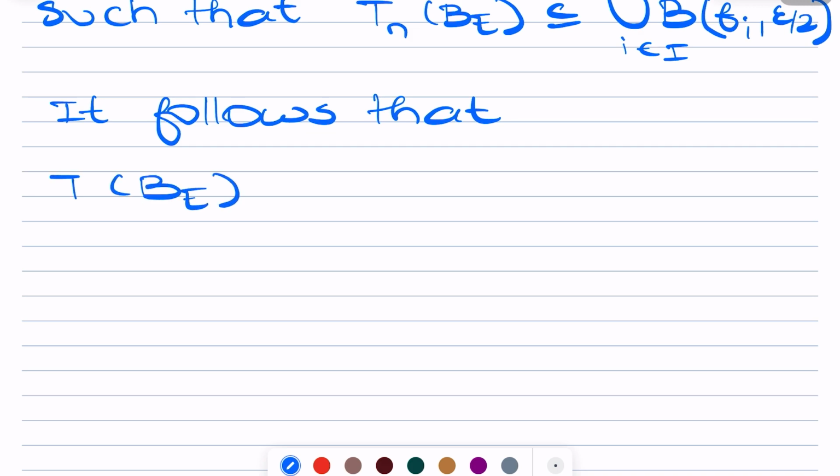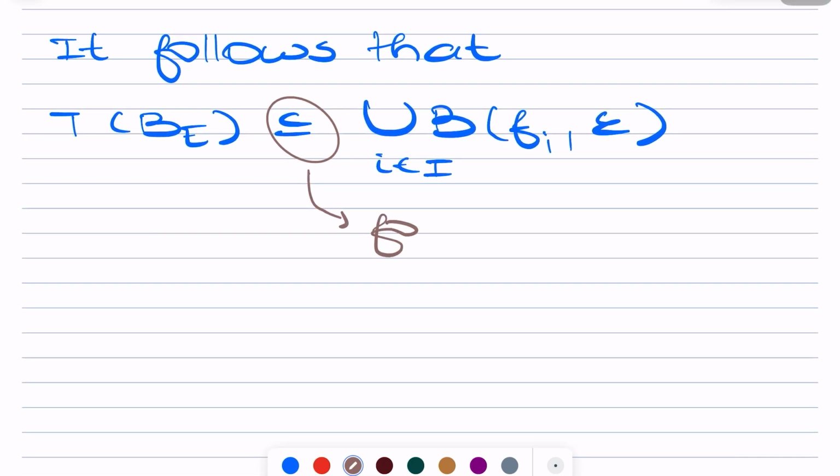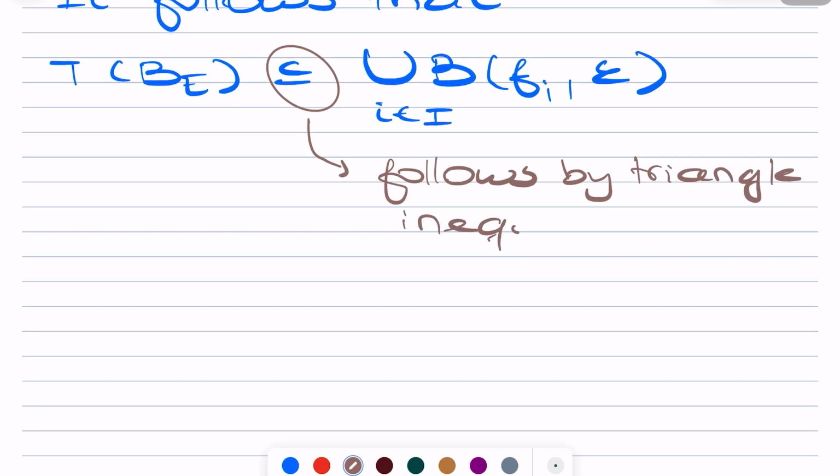So it follows that T(B_E) is actually contained in the union of the balls centered at f_i and radius epsilon, i in I. This inclusion actually follows by the triangle inequality.